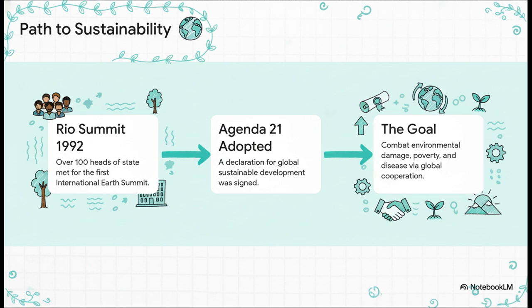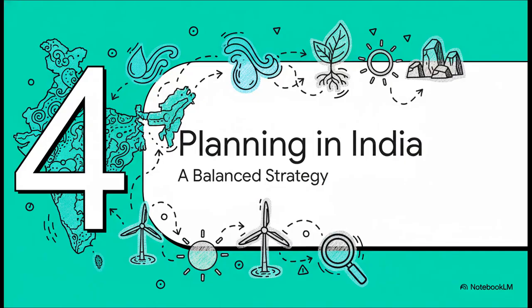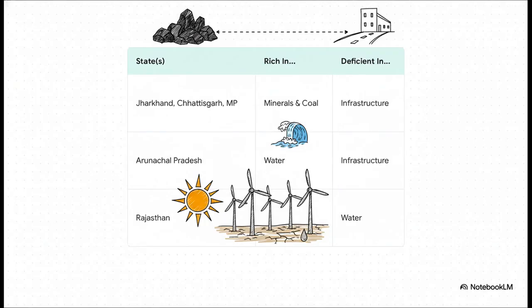So, to summarize, we must address resource overuse through sustainable development, a goal that is supported by global agreements like Agenda 21. All right, now let's bring this entire discussion home to our own country, India. You know, given our vast size and diversity, resource planning is extremely critical for us. This table really shows us why that planning is so essential.